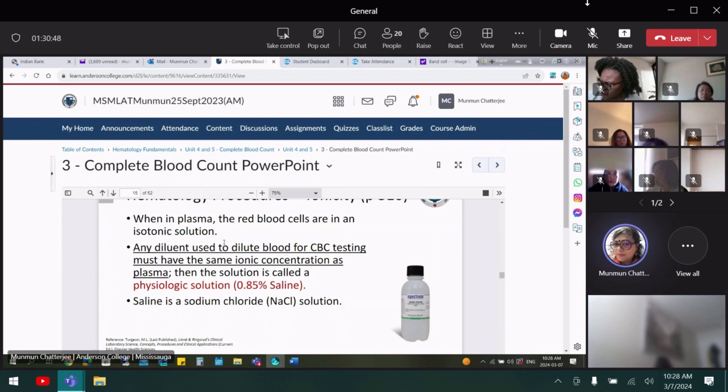So any diluent used to dilute blood for CBC testing must have the same ionic strength, which is isotonic. What is the ionic strength concentration of the plasma? That solution is called physiologic solution, or 0.85% saline. Questions come: what is the physiologic solution? What is the percentage? What does isotonic solution mean? What is the name of the physiological solution? What is saline? Saline is sodium chloride and the concentration is 0.85%. These should all be noted.